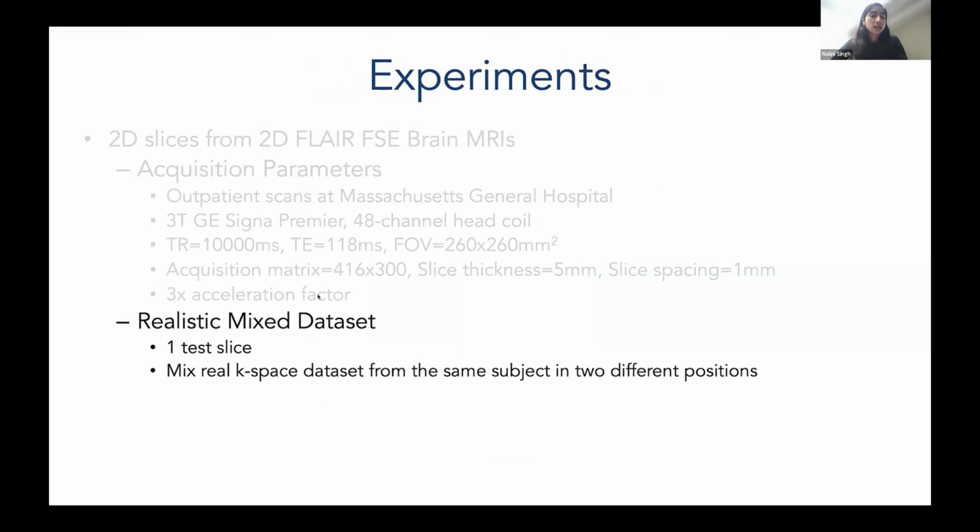And so what I mean by that is that we have one slice which was generated as follows. We had one person in the scanner, and we scanned them twice, and we asked them to move between the two different scans, and we mix the k-space data from these two different scans. So this is sort of removing our motion simulation from the process. It's using real motion, but it allows us to have high quality reference scans that we can compare our results to and make sure that we're reconstructing correctly.